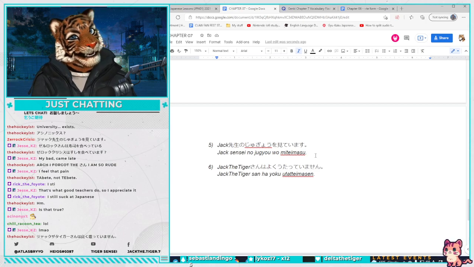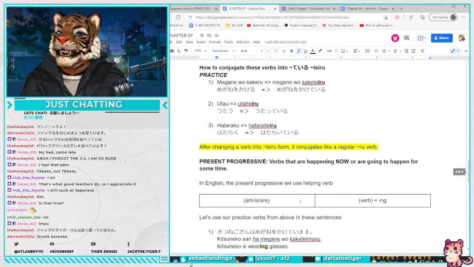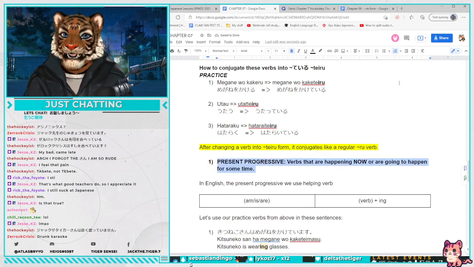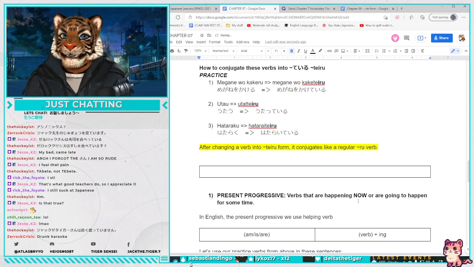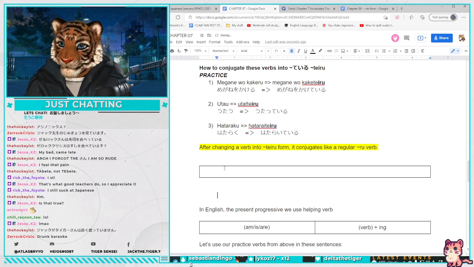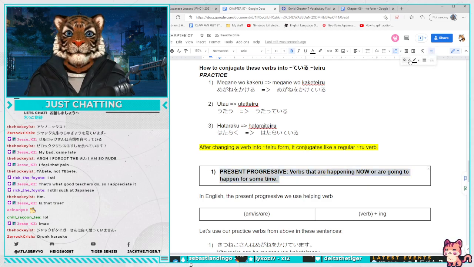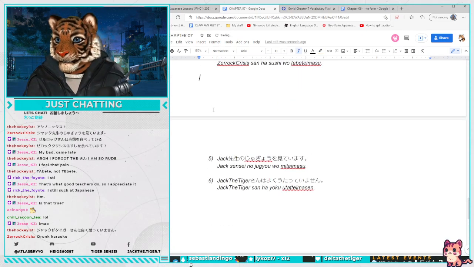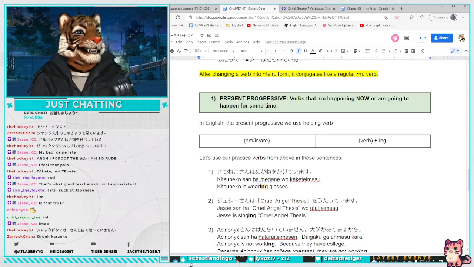Looking at the time, I do have time to do the second part. Any questions? 皆さん、質問がありますか? Drunk karaoke. Any questions on how to use the present progressive? In fact, let's organize this way so that it's a little easier. Any questions on using teiru for present progressive? And I guess the better question is, do you understand what the present progressive is?